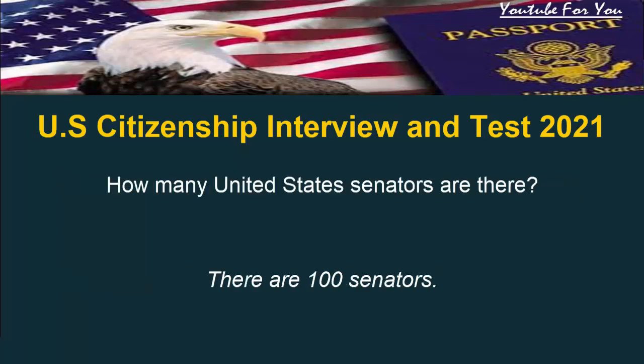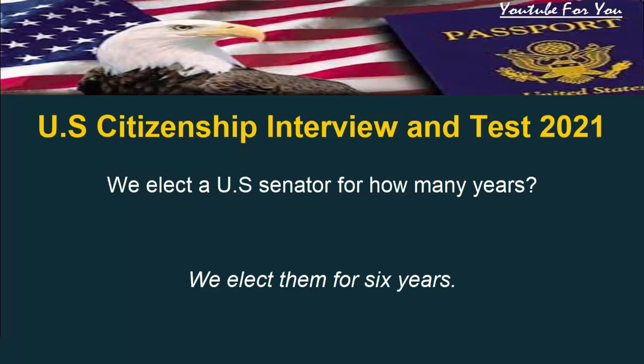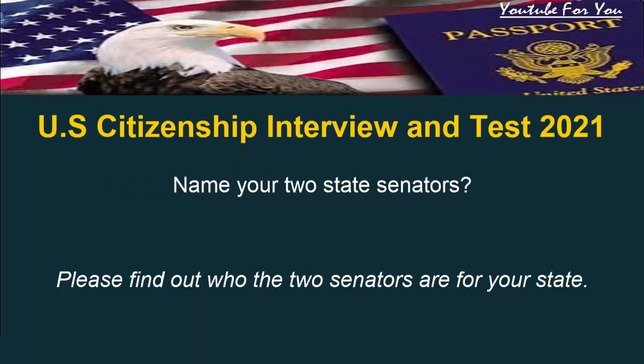How many United States senators are there? There are 100 senators. We elect a U.S. senator for how many years? We elect them for 6 years. Name your two states' senators. Please find out who the two senators are for your state.